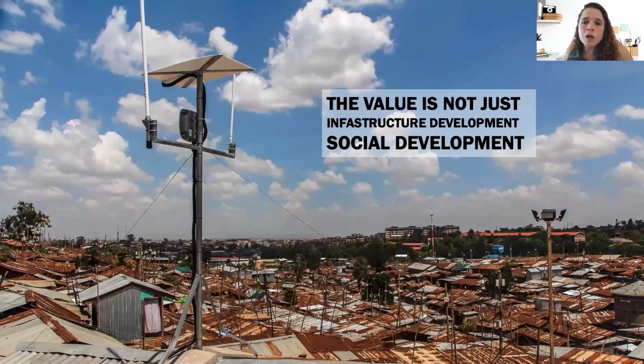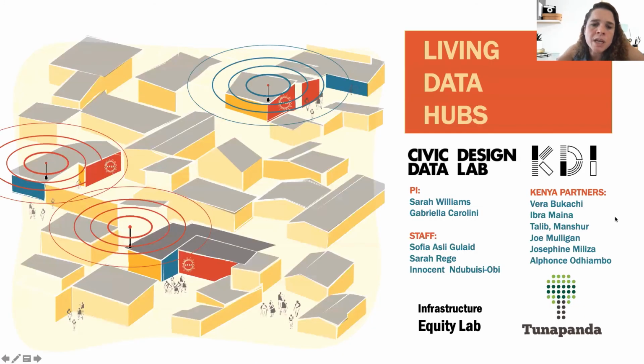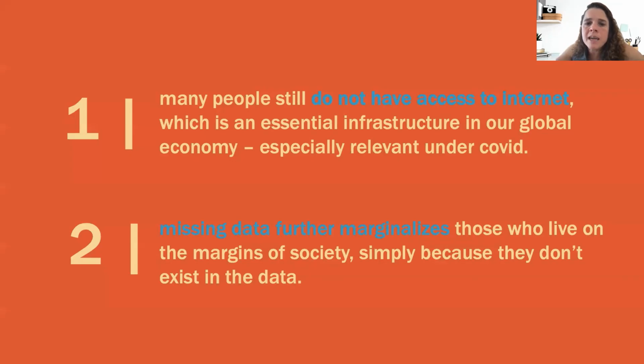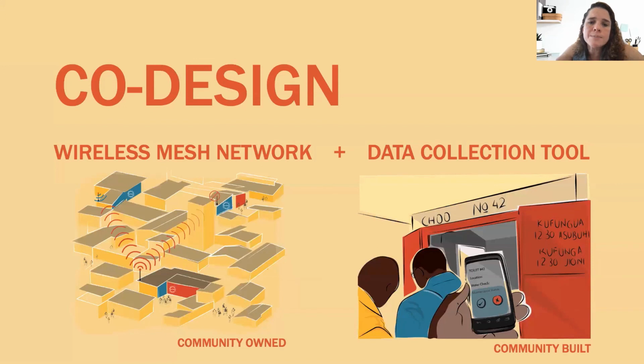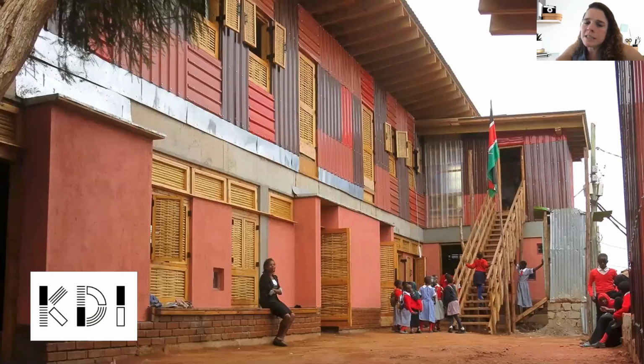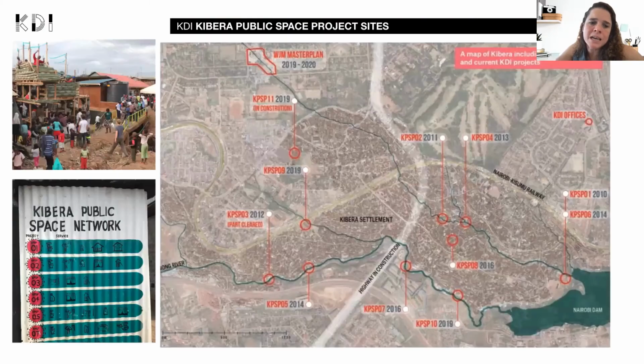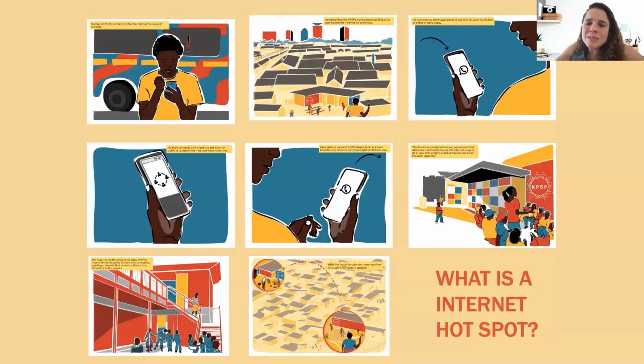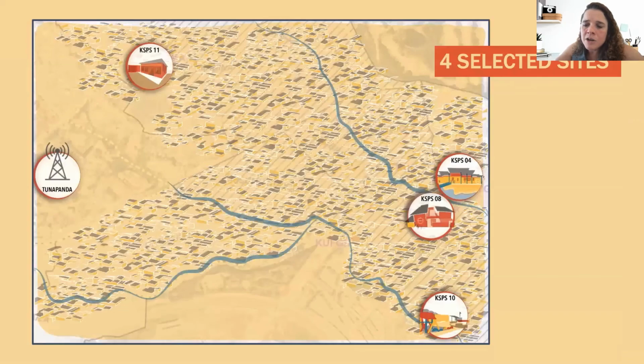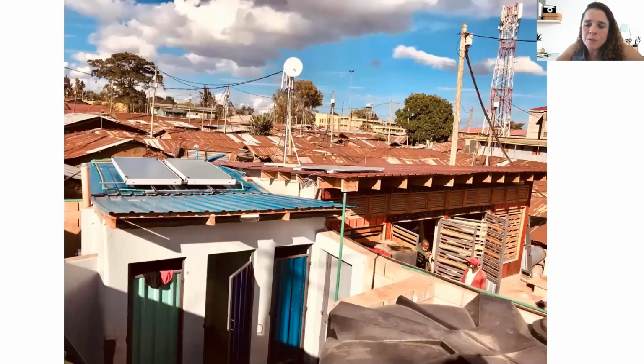And we are currently working on a project called the Living Data Hubs, which adds internet service in Kibera, one of Nairobi's largest informal developments, by co-building a wireless mesh network and data collection tool with partners in the city. I don't have enough time to explain this project, as I'm realizing I'm getting quite close to the time, but I'm happy to answer questions about that later.